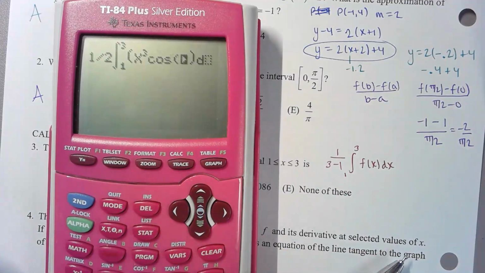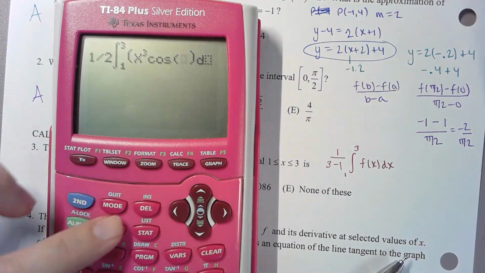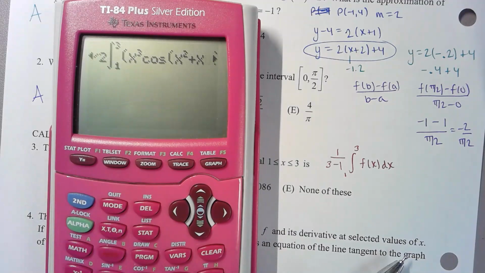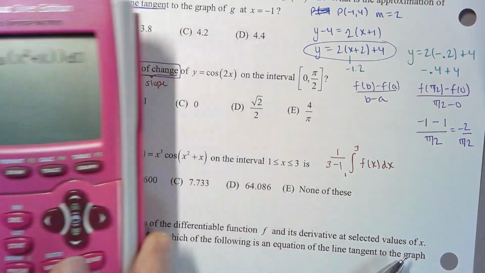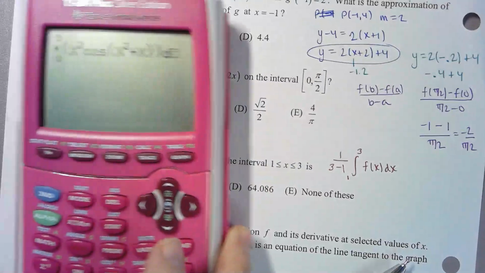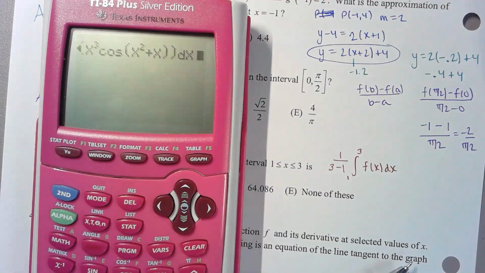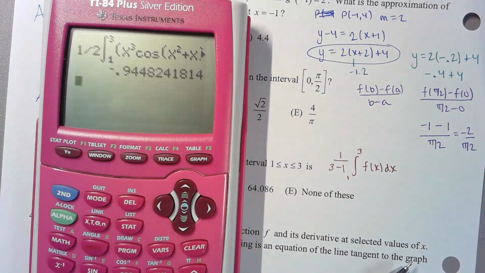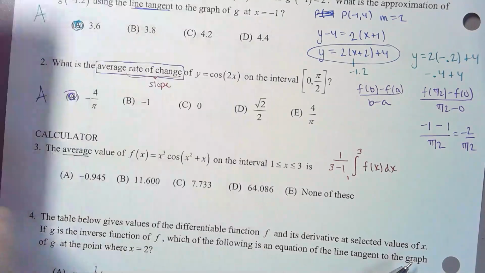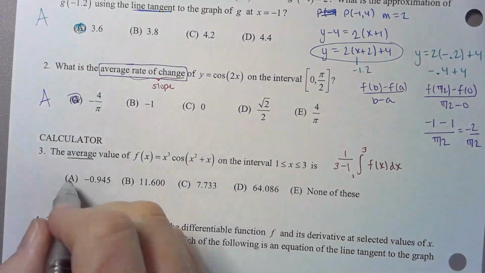Sorry about that. And then we have x cubed times the cosine of x squared plus x. I believe I keep moving this, I know. Sorry. Oh, forgot my x at the end. Sorry. All right. And so we cross our fingers, we see this on the list, negative 0.945. Woo!